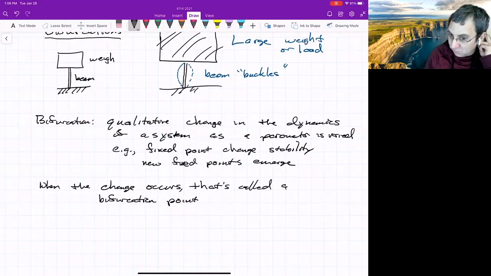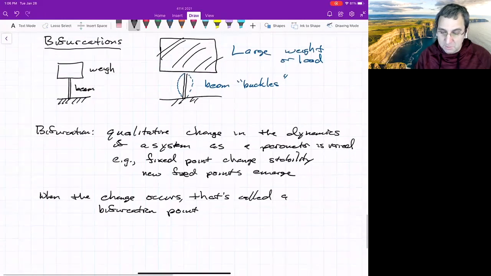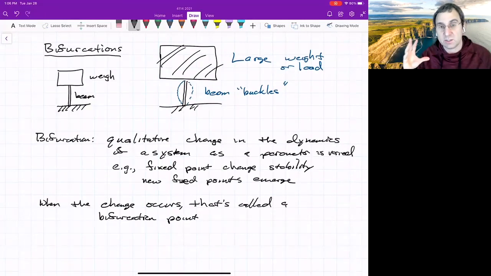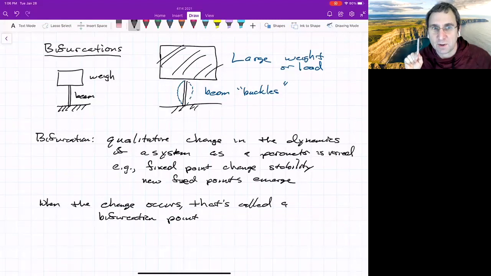And sometimes there's more than one parameter that describes a system. So we might think of the bifurcation parameter as the knob that we're turning. For the case of the buckling of the beam, the knob that we're turning is how large that load is. And once the load exceeds a certain critical size, that would be a bifurcation point. And we went from one stable point to now two stable points and one unstable point. Later, we'll find out that is called a pitchfork bifurcation.